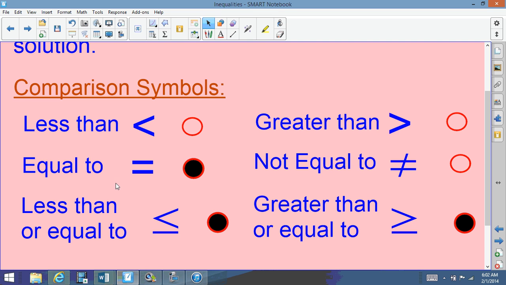So I notice all the ones that have equal to have color in their circle. The ones that do not have equal to have no color in their graphing circle. So not equal to is not colored in, as well as greater than and less than. So they are not colored in. The equal to, greater than or equal to, or less than or equal to are colored in circles. So those are important points you must know when graphing.